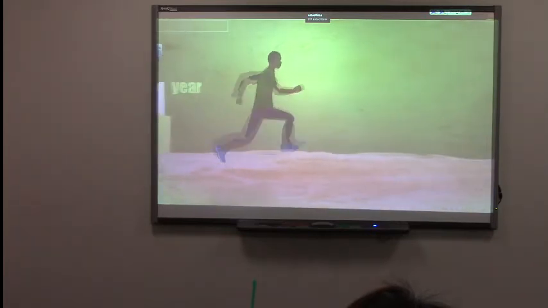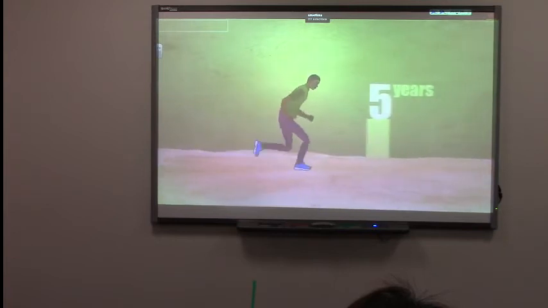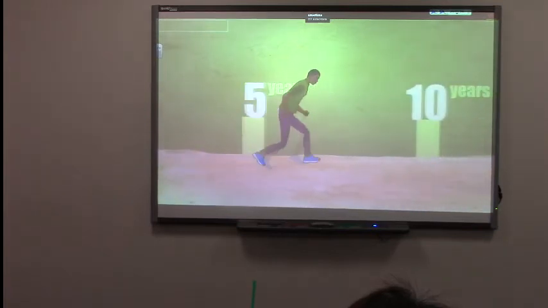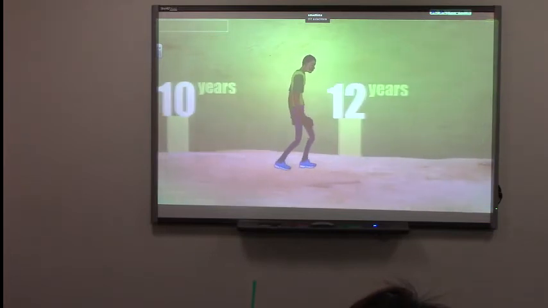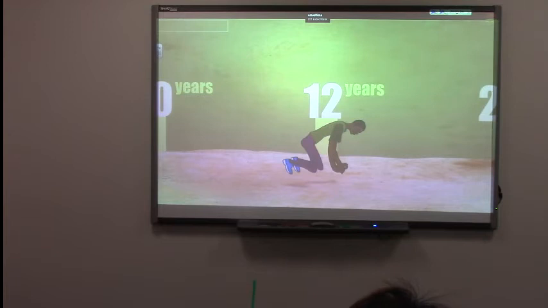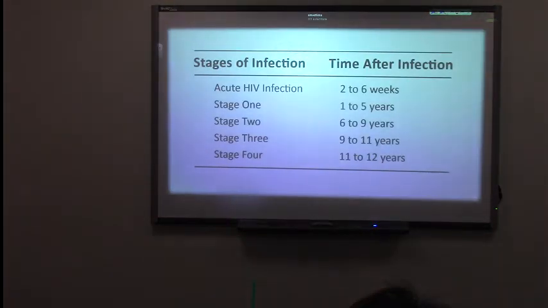However, the individual who fails to take these steps will experience a series of infections, lose weight, and usually die within 10 to 12 years. A person who has HIV but does not get treatment by a doctor or nurse will go through the following stages.